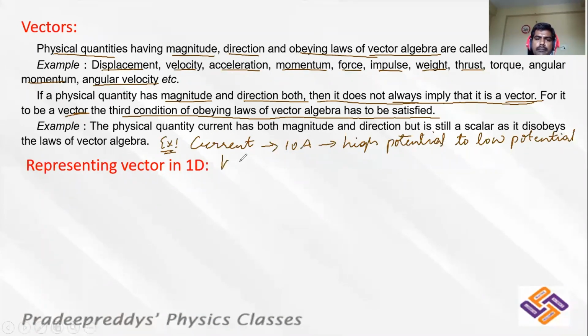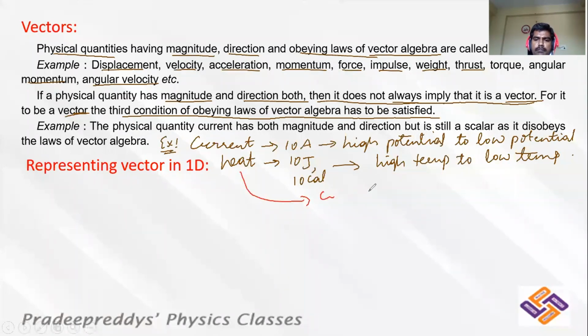Similarly, heat has magnitude 10 joule. Joule is the unit of heat energy, or you can consider it as calorie, 10 calorie. Because heat is a form of energy, you can write it in terms of joule or calorie. Now it always flows from high temperature to low temperature. It is also directional. But these two quantities, current and heat, are called scalars.